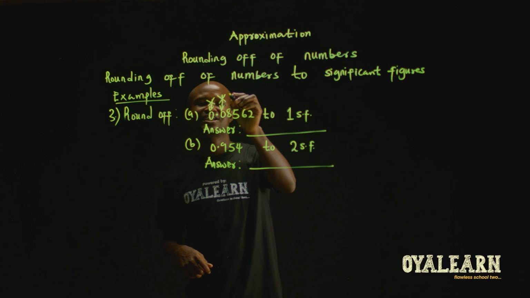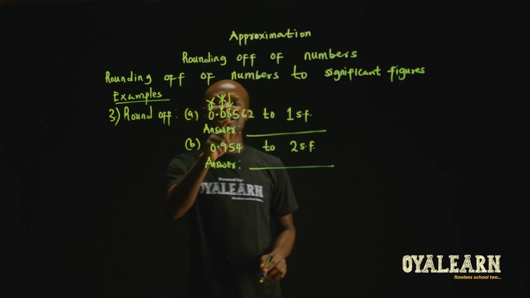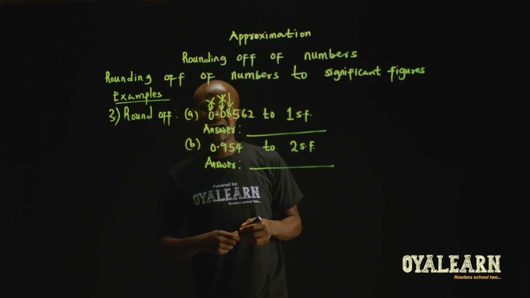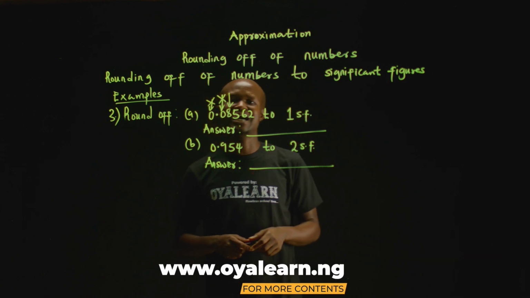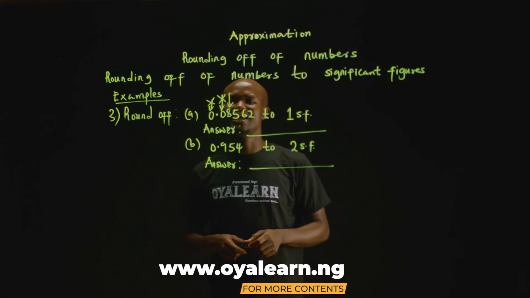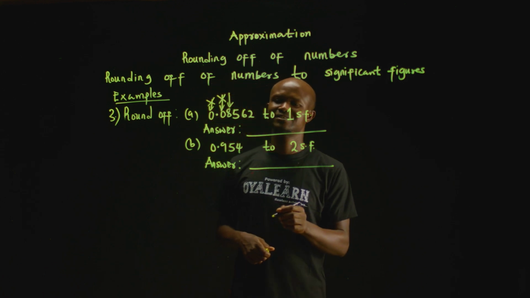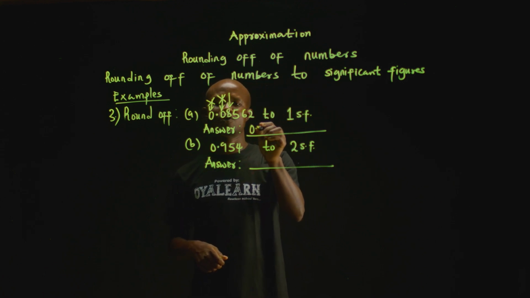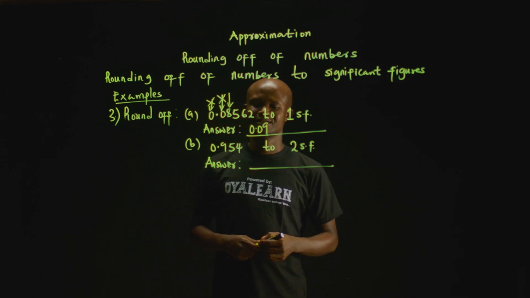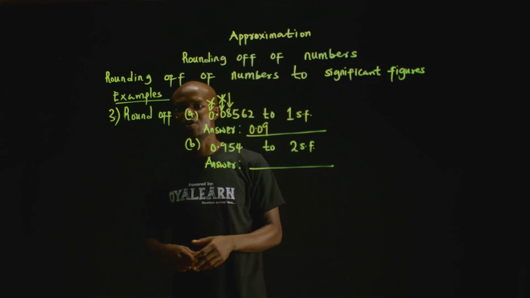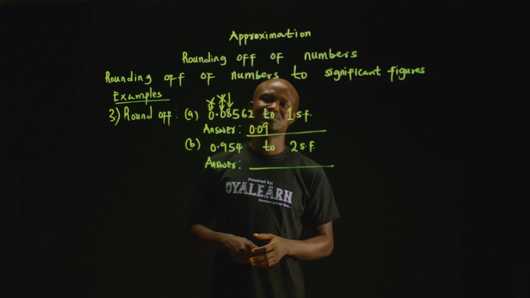We are considering 8. So at the back of 8, what do we have? We have 5. So we take one from this 5 and add it to 8. Then we have 9. The answer is now 0.09.